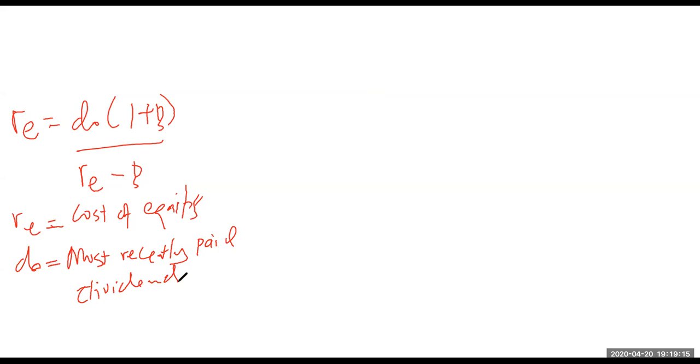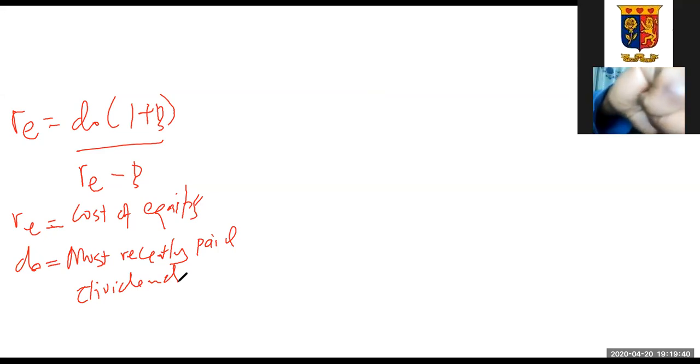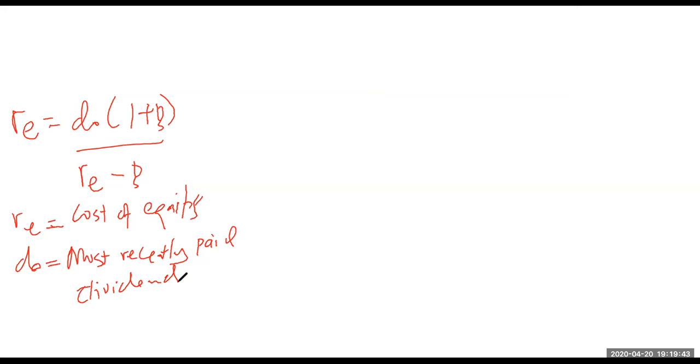Okay, so if this year the company is yet to pay the dividend, and the most recently paid dividend was in the year 2019, then we use the year 2019 as our D0, our D naught. D naught is the most recently paid dividend. If the company is yet to pay the dividend, and the last dividend paid was in the year 2017, then the D2017 becomes our D naught. So D naught is the most recently paid dividend. Keep that in mind so that you don't get confused in future.